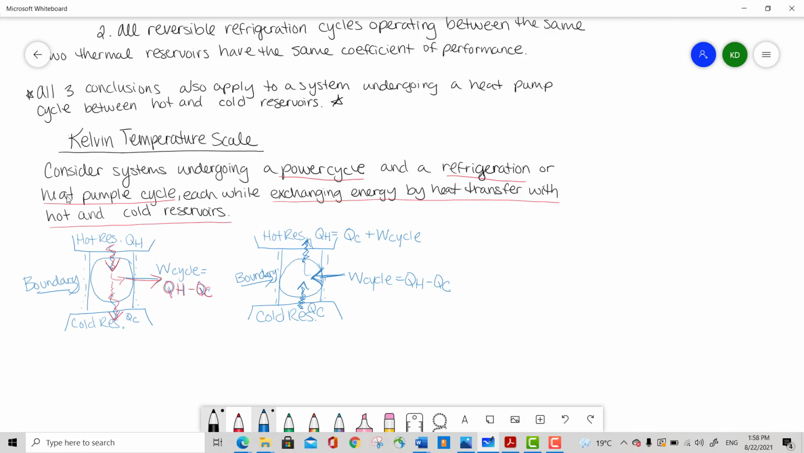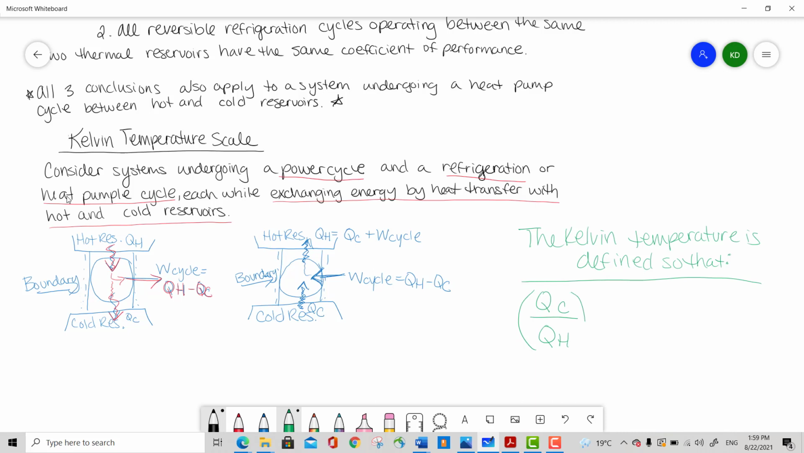And here's an equation for you. Let me just write a note. The Kelvin temperature is defined so that QC over QH, so heat transfer cold over heat transfer hot of a reversible cycle, equals temperature cold over temperature hot. Pretty self-explanatory. Let's get into that.